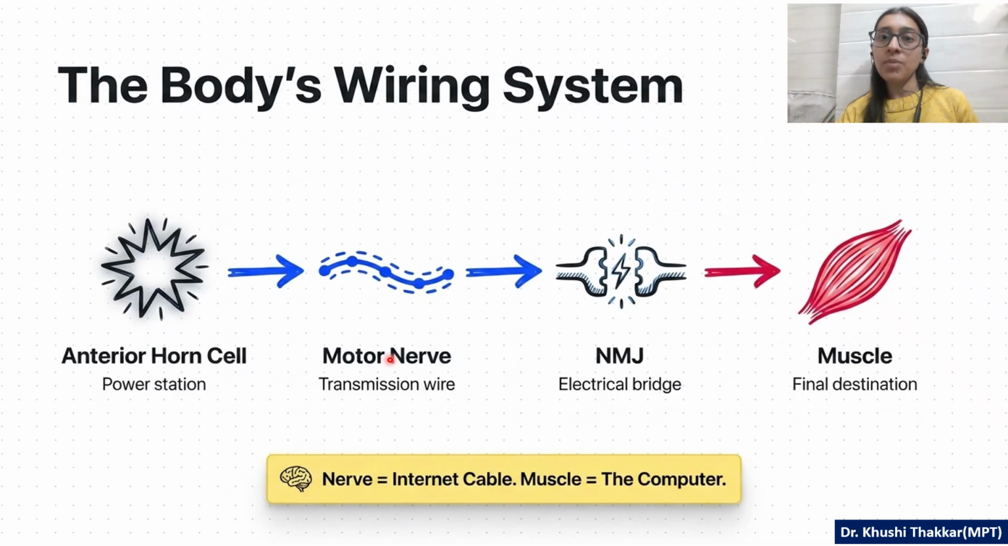Motor nerve goes from the anterior horn cell to the muscle, and sensory receptors give away the information which is carried by the sensory nerve to the dorsal root ganglion. We shall discuss this later. So the motor nerve will go to the neuromuscular junction from where it will reach the muscle. So basically nerve is the internet cable and muscle is the computer. The CPU is the brain.